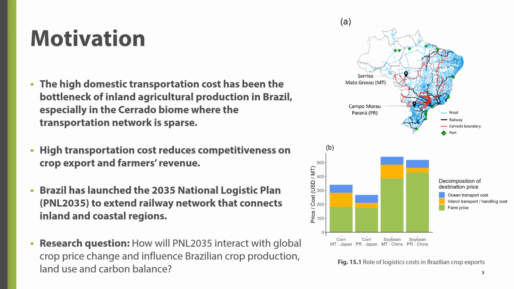To overcome this challenge, Brazil launched the 2035 National Logistics Plan, or PNL 2035, that aims at improving the connectivity between inland and coastal regions. This study looks at how implementation of the PNL 2035 interacts with a global crop price shock, and how it in turn influences the gridded farm gate crop price, crop output, land use, and the national carbon balance.